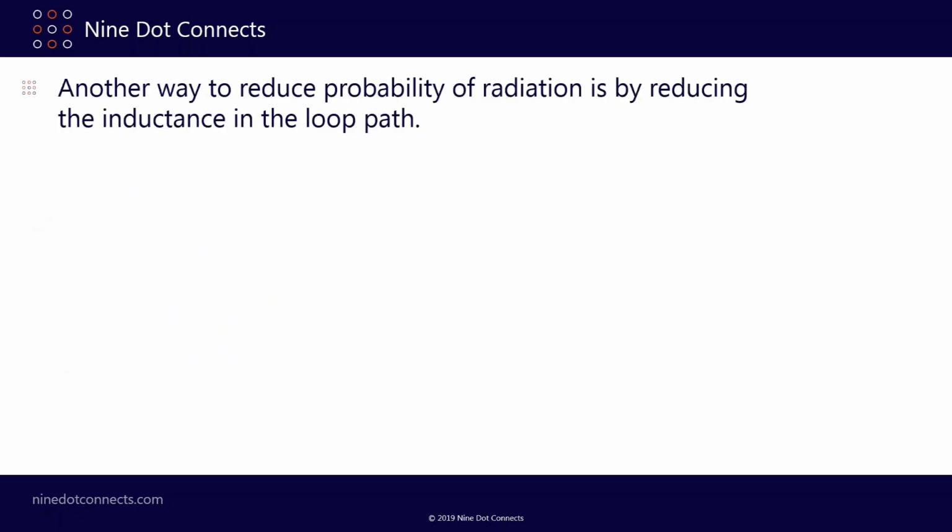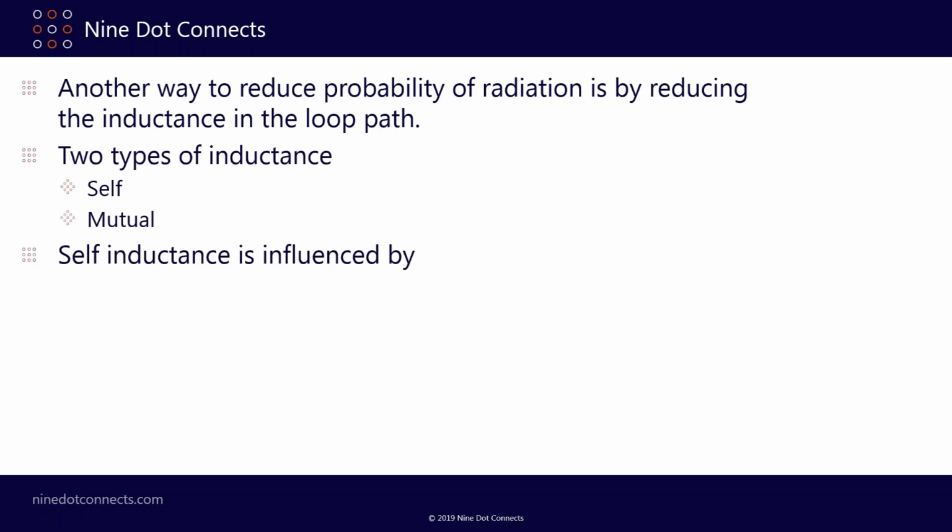So one of the things we want to do is talk about reducing the probability of radiation. And you can do that by reducing the overall inductance in the loop path. Remember, the only inductance you really want is in the inductor. Now, there are two types of inductance. The self-inductance is what we're talking about first. Mutual will be next. And self-inductance is probably what you're more familiar with.